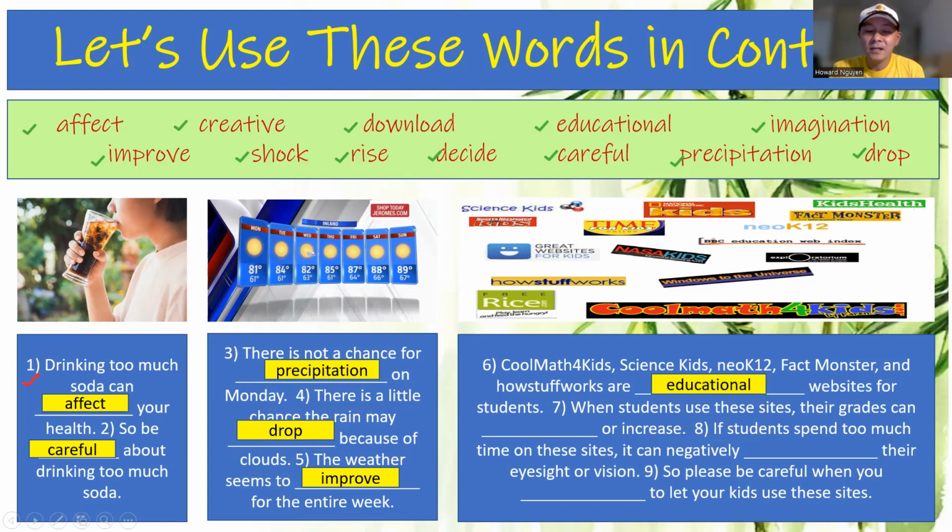Cool Math for Kids, Science Kids, Neo 12, Fact Monster, and How Stuff Works are educational websites for students. When students use these sites, their grades can improve or increase. If students spend too much time on these sites, it can negatively affect their eyesight or vision. So please be careful when you decide to let your kids use these sites. I hope you get them all right. Give me a high five if you did.